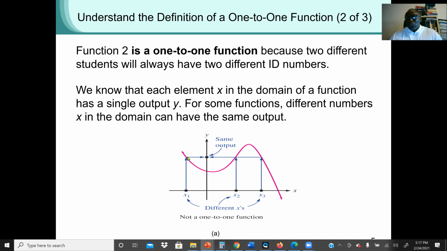So normally we can use a horizontal line when we have a function as a graph to check whether the function is one-to-one. If the horizontal line touches more than one point of the graph, or if the intersection is more than one, then it's not a one-to-one function. That's the whole concept here.